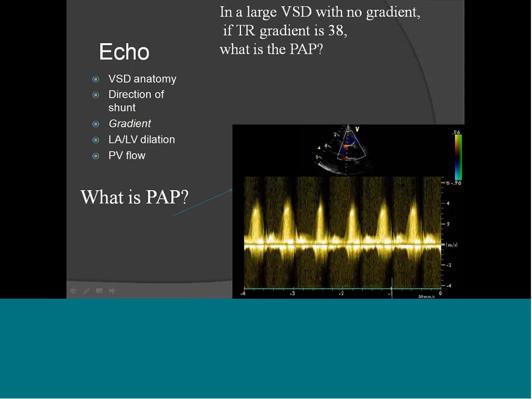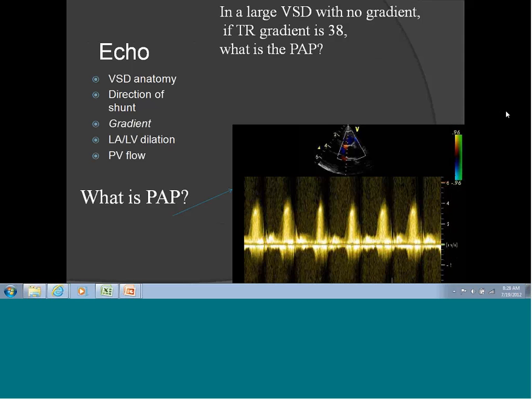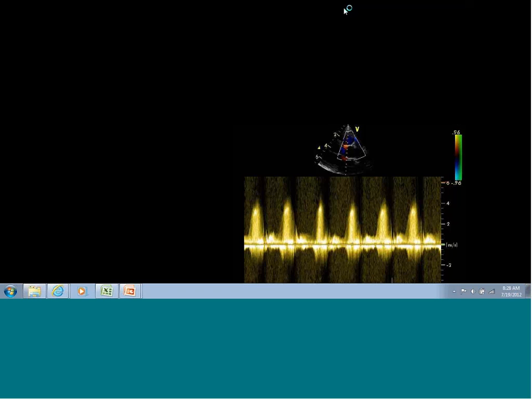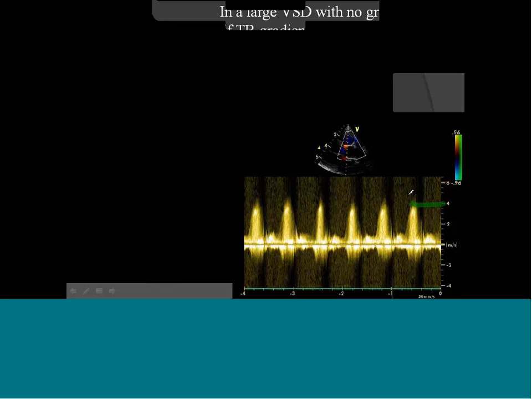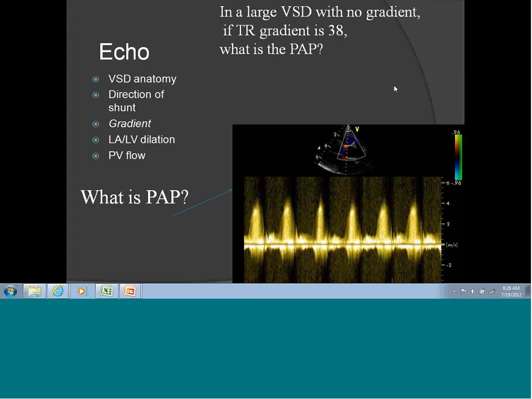So look at this tracing here. What is the pulmonary artery pressure here? Okay, look here, guys. Let me show you this. This is 4 meters per second, right? So it's somewhere here, right? So 4 meters per second, so about 64, definitely over 64 is your gradient. So not systemic. It's likely normal PA pressures, right?